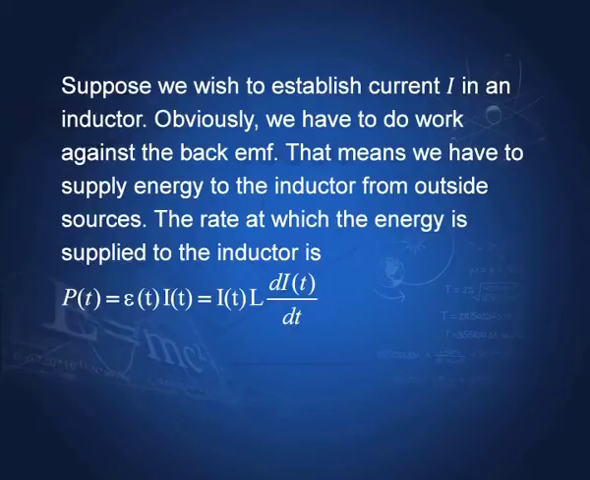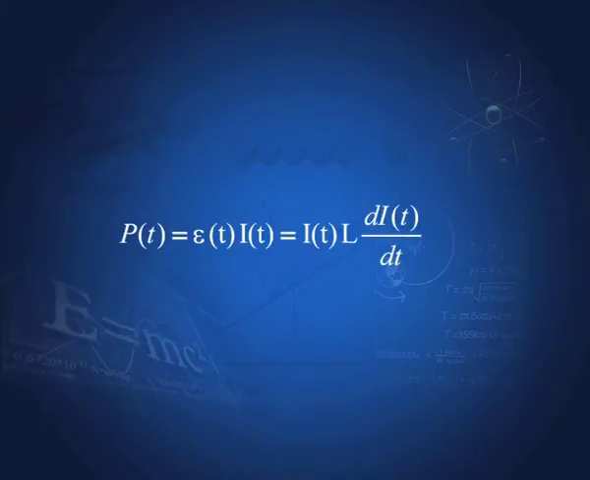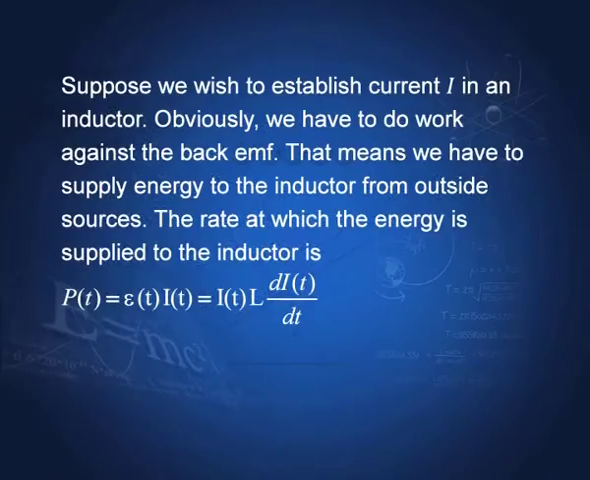The rate at which energy is supplied, that is power, is equal to V times I or E times I, where I(t) is the current at a given moment t. So, I can write E as L di by dt. Therefore, the rate at which work is done or energy is supplied is I(t) L di(t) by dt.